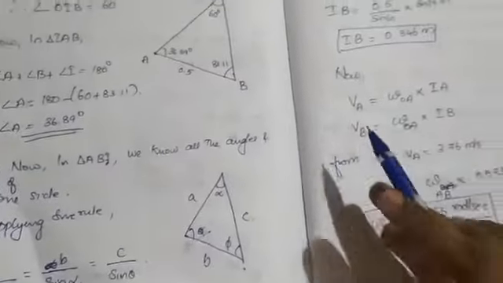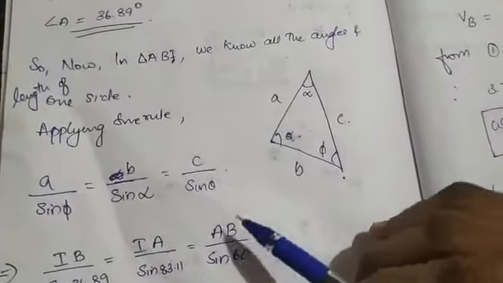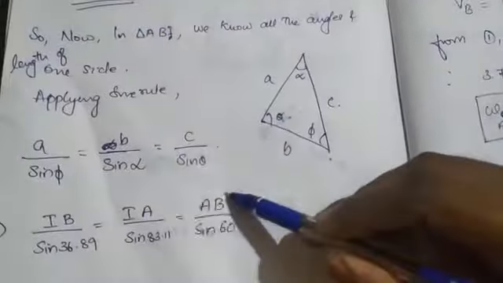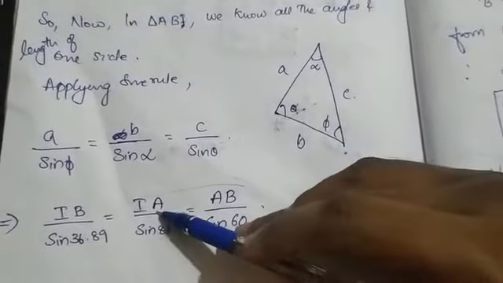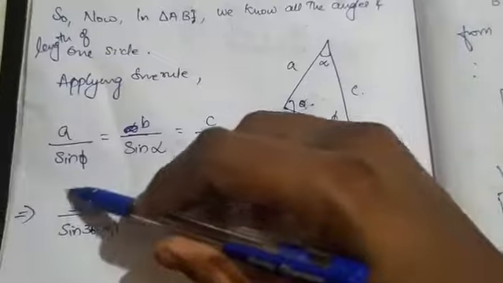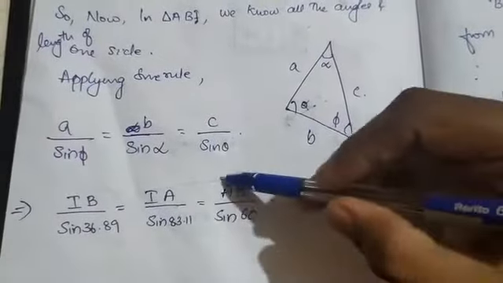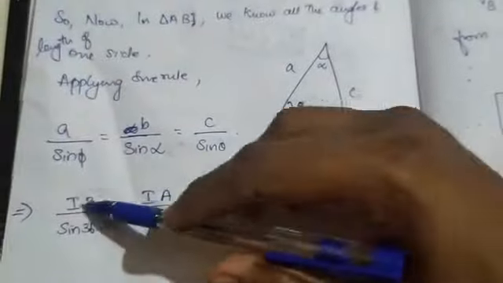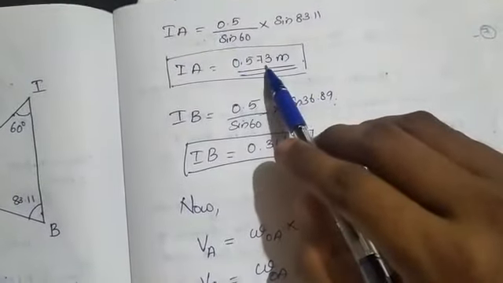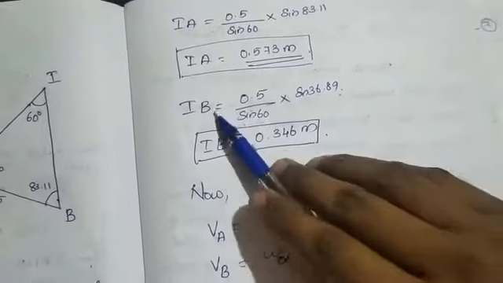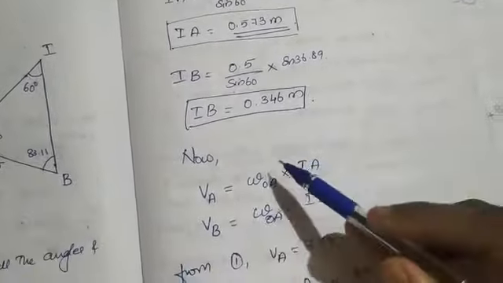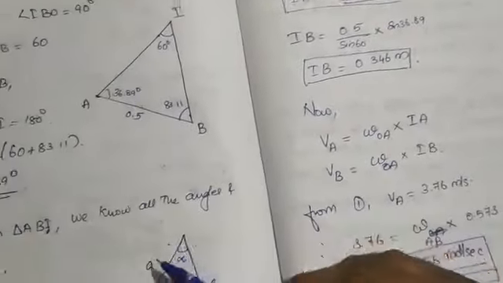So from there, if you equate these, AB you know is 0.5. From these two equations I can find IA. Again from this equation AB is 0.5, and you have only one unknown, that is IB. So IA is equal to 0.5 by sine 60, you get IA as 0.573 meter and IB as 0.346 meter.